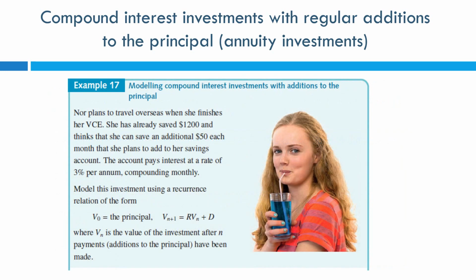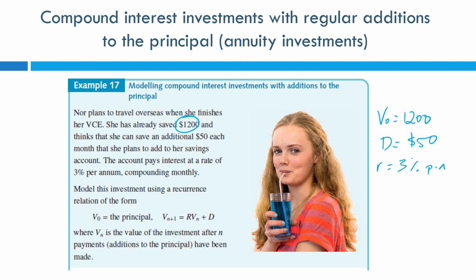Example. Nor plans to travel overseas when she finishes her VCE. She has already saved $1,200, so we know that V0 is $1,200, and she thinks that she can save an additional $50 each month. So we're going to be adding $50 each month that she plans to add to her savings account. The account pays an interest rate of 3% per annum, and it's compounding monthly, so we've got to divide that by 12 later on.